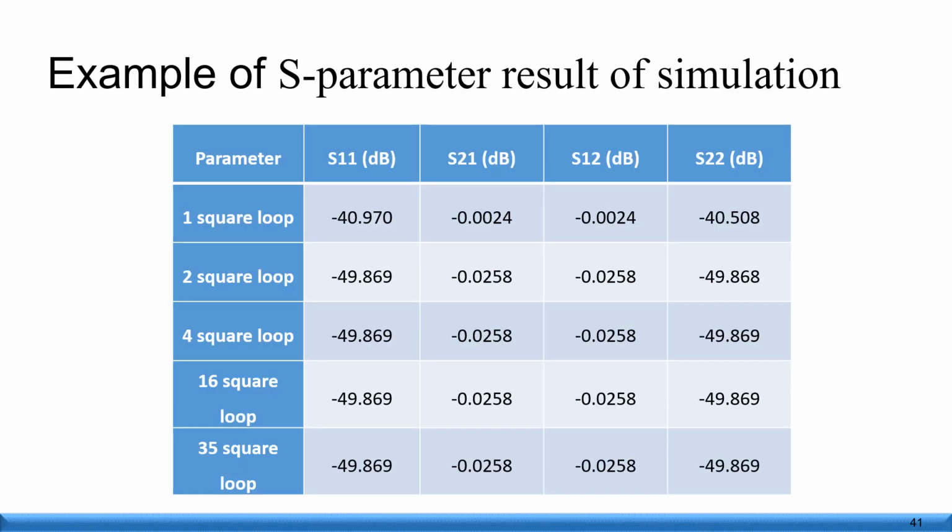This is another example of an S parameter result. What happened if you have only one square loop? What is the S parameter? What happened when you have two square loops, four square loops, 16, 35? This is an investigation to check what happens if you have a lot of square loops in your design. This is your S parameter result, and you can summarize it using a table as well.